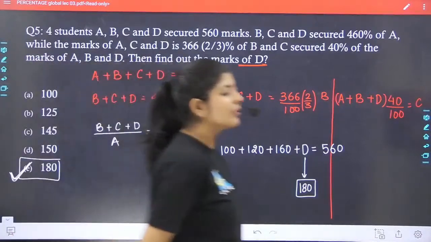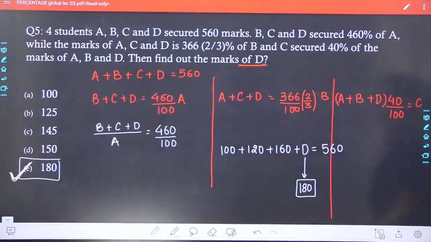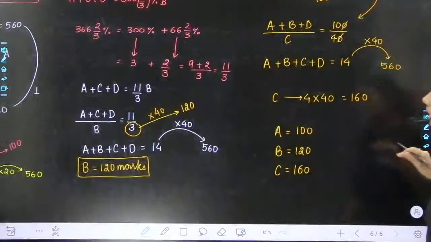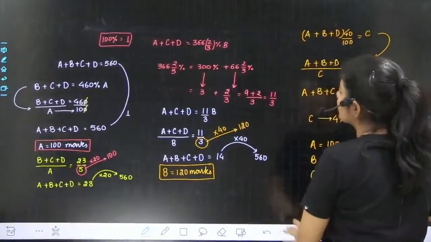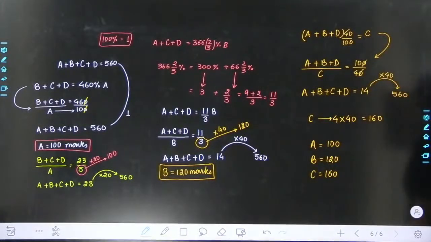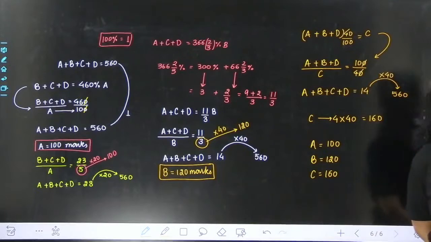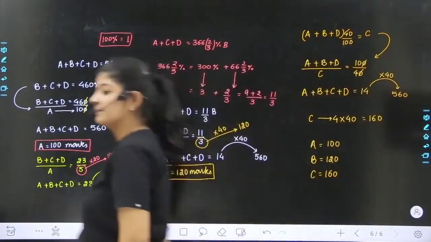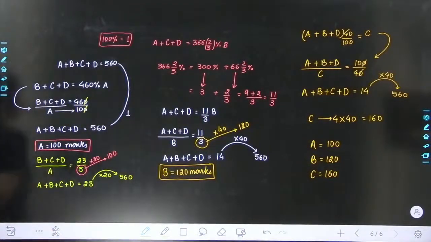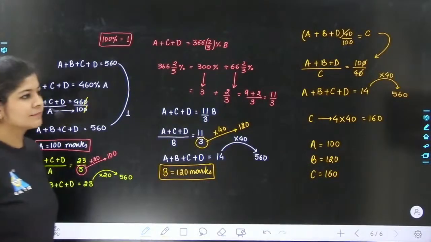Is it clear to everyone? How do we calculate all the values with the help of equations? Is it clear to everyone? Is it clear? Okay.